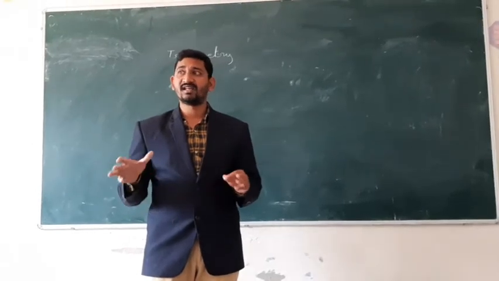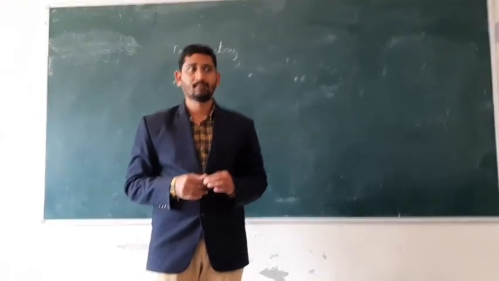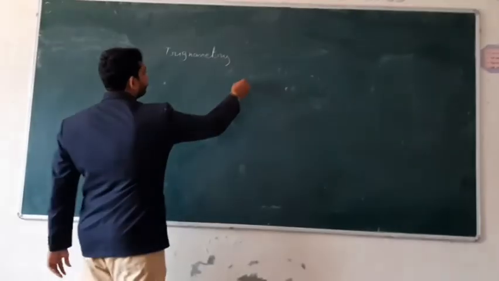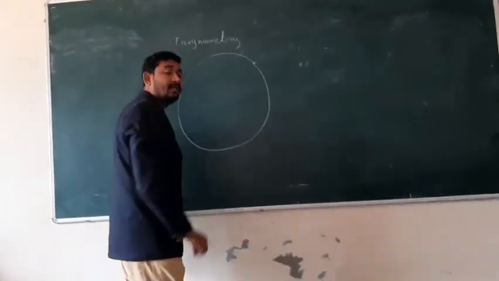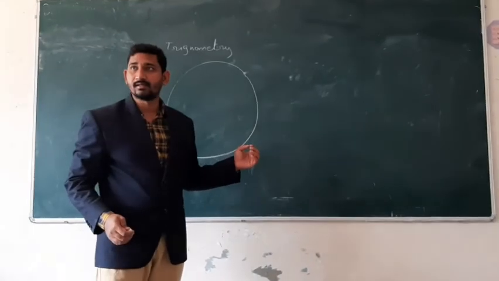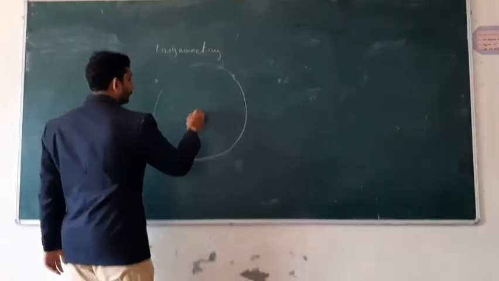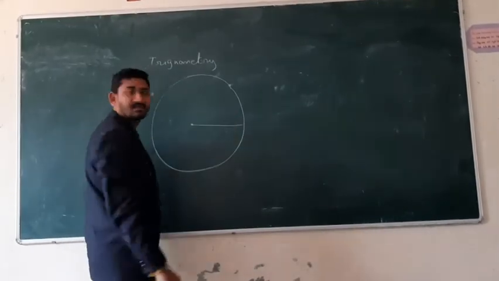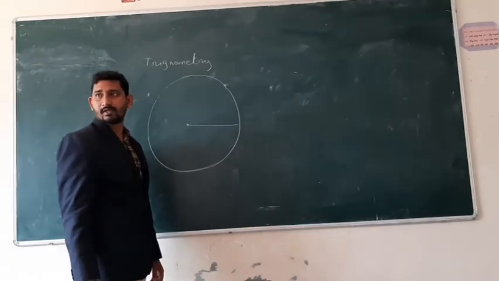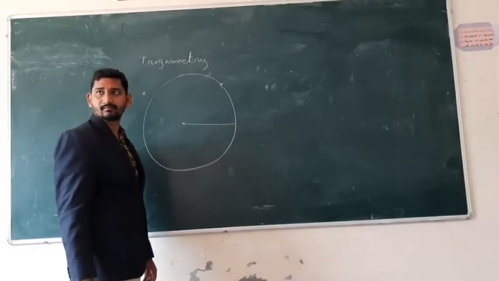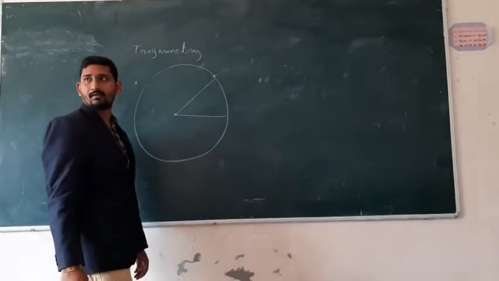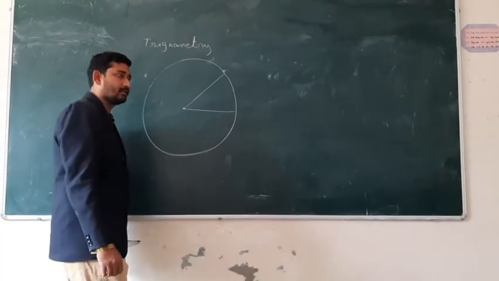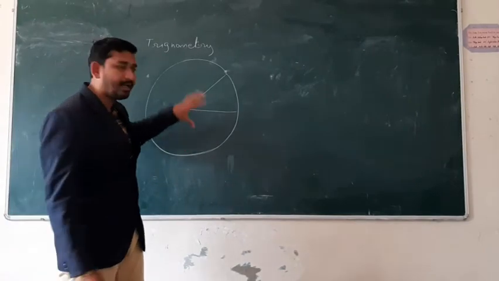Do you know a circle? Yes. Okay, I am drawing a circle. How many centers are there for a circle? One. What is this? Radius. This one? Radius. For example, it is a plate.